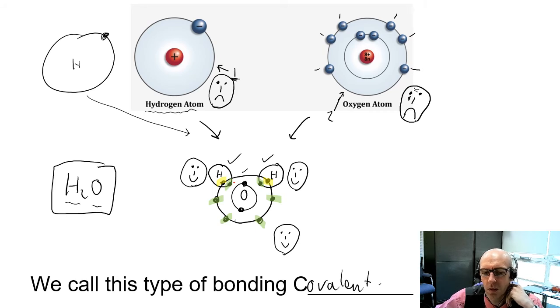Covalent bond. Here, hydrogen has a covalent bond to oxygen and a covalent bond to hydrogen. Like I said, H2O. That is the type of bonding in water.